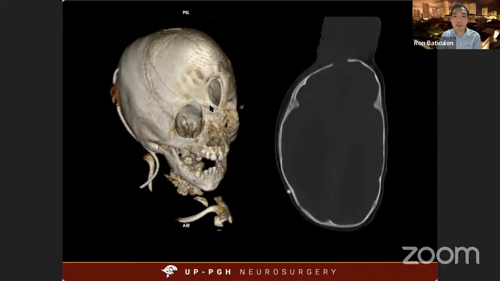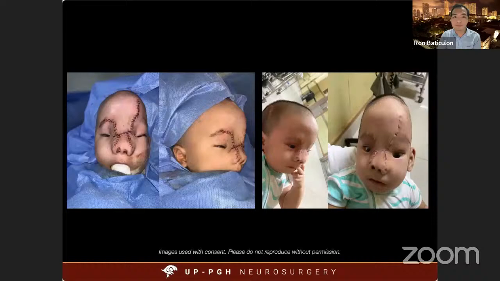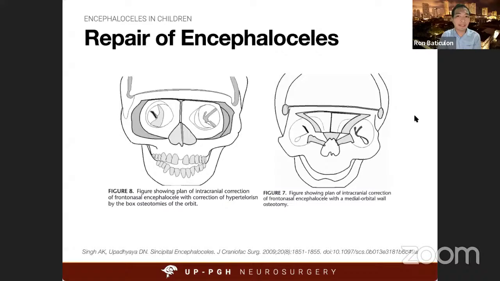So in this one, we did a pure extracranial repair. We didn't have to do a bicoronal incision, so we just did the pure extracranial repair and harvested adjacent bone to cover the bony defect. Other centers would use box craniotomies, box osteotomies. We tend not to do this because most of our patients usually just have telecanthus rather than hypertelorism. So most of the time, if you just repair the soft tissue, that should be enough.